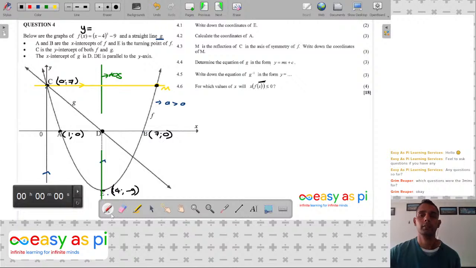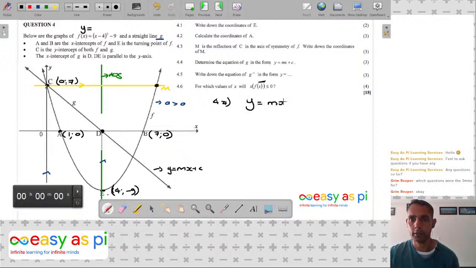Now, what do they need, or what do they want here? Right, so now they say determine the equation of g, y is equal to mx plus c. So they want the straight line. And we know this is in the form y is equal to mx plus c. Now, what do I know about the c value? I know it is the y-intercept. So I'm going to start by saying y is equal to mx, and my y-intercept is 7. So that's 7.